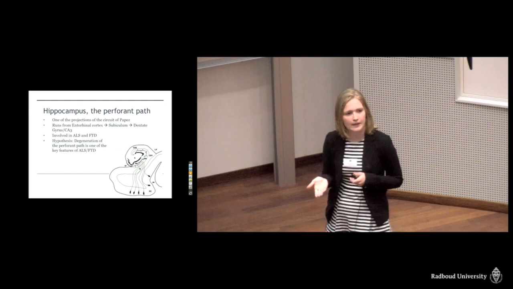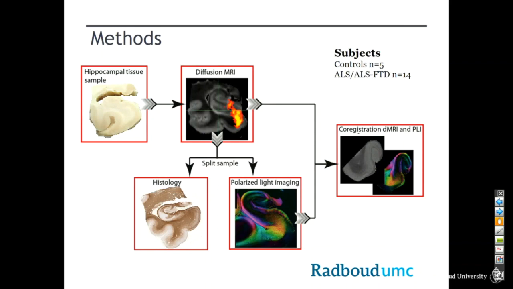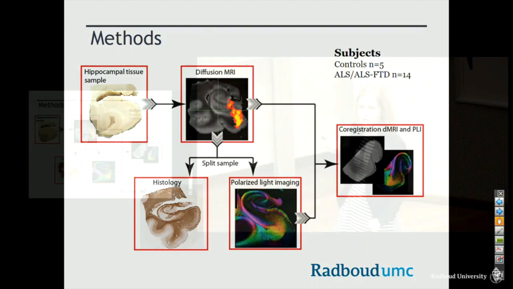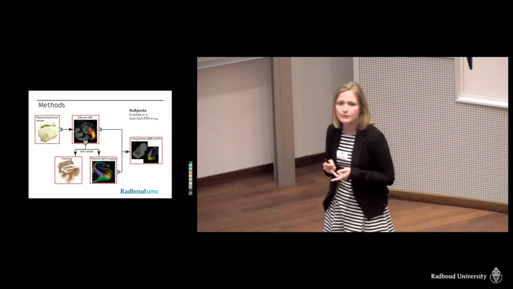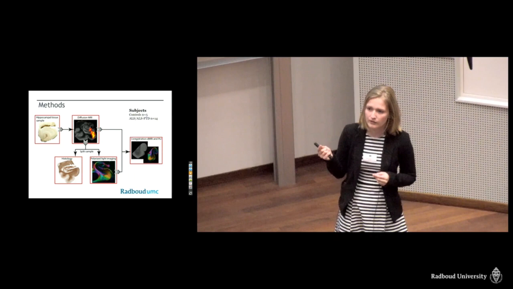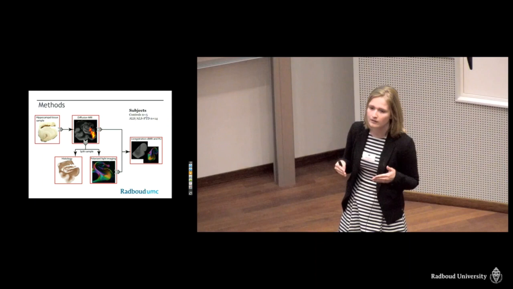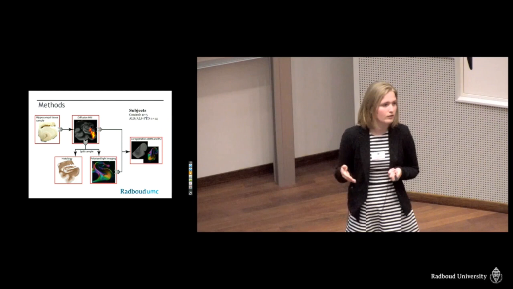And to investigate these white matter alterations, we performed several methods. We started by sampling hippocampal blocks from 5 control patients and 14 ALS or ALS-FTD patients. Ideally, we would also have a cohort with behavioral FTD patients. However, we're using brains that come from the brain bank in Oxford, and so far they haven't collected these behavioral FTD brains yet. So it would be nice to elaborate this study in the future also with the behavioral FTD brains.